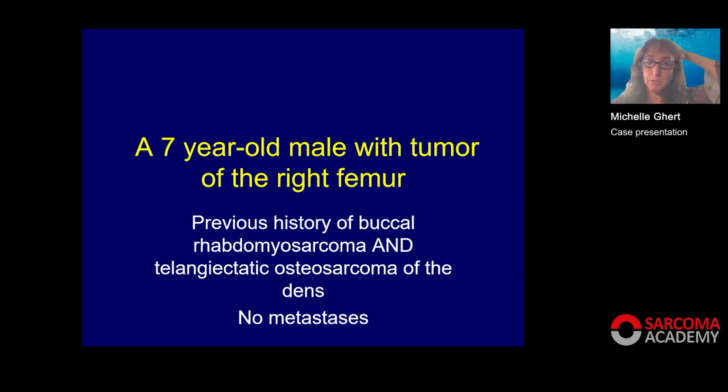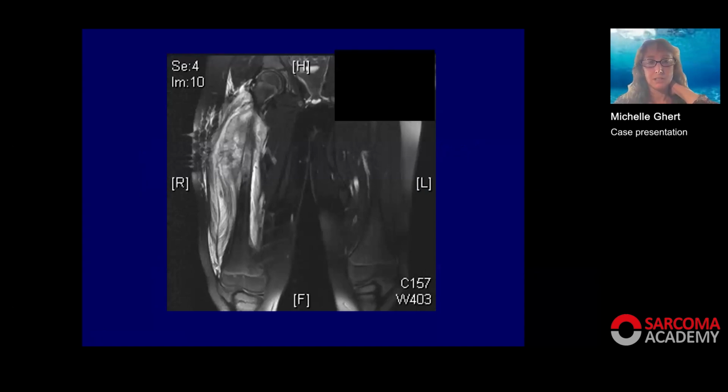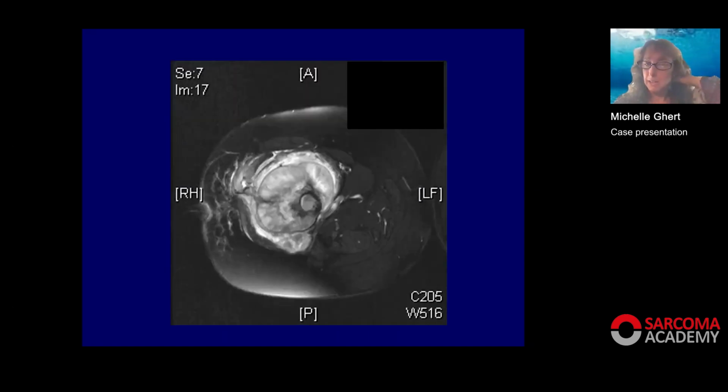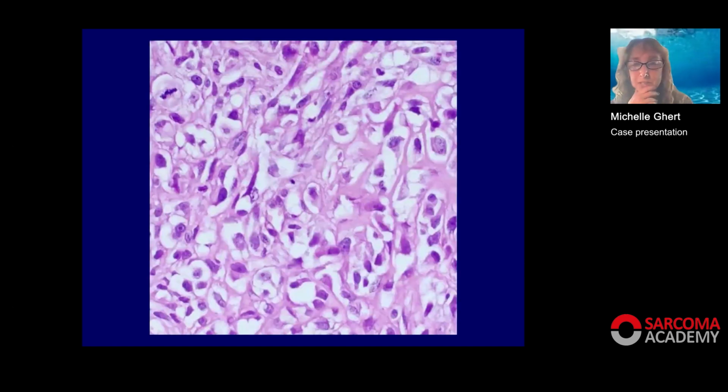He had a buccal rhabdomyosarcoma and telangiectatic osteosarcoma of the dens. And we've radiographically and physically identified a tumor in the right thigh, femur area, but all staging shows no metastases. So this is an isolated situation. So the MRI, this is the coronal STIR and axial STIR. So this isn't really much of a dilemma. Maybe we could talk about what you would do next, but he had a biopsy and this is the pathology. So should we have the pathologist comment?